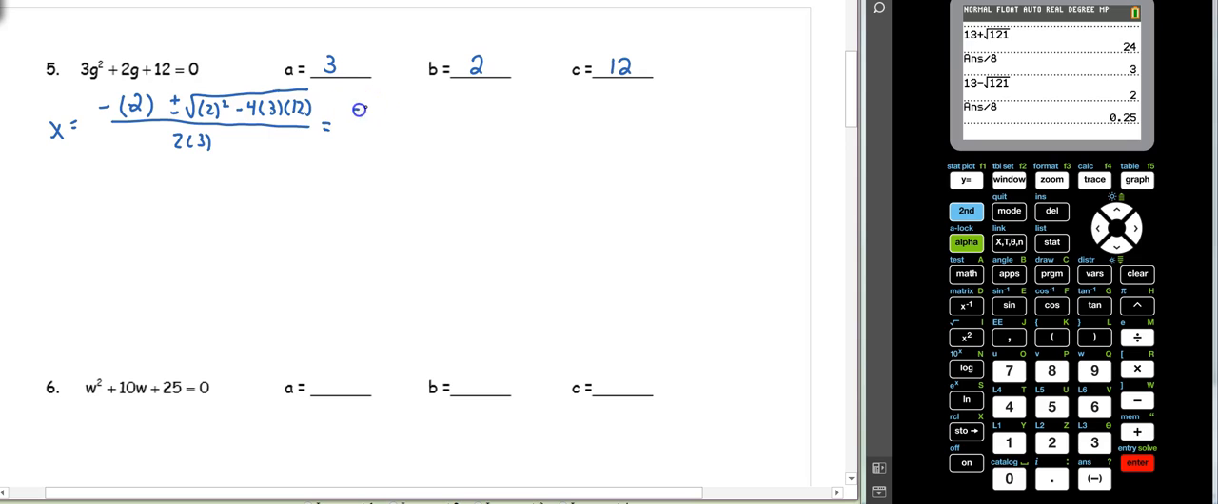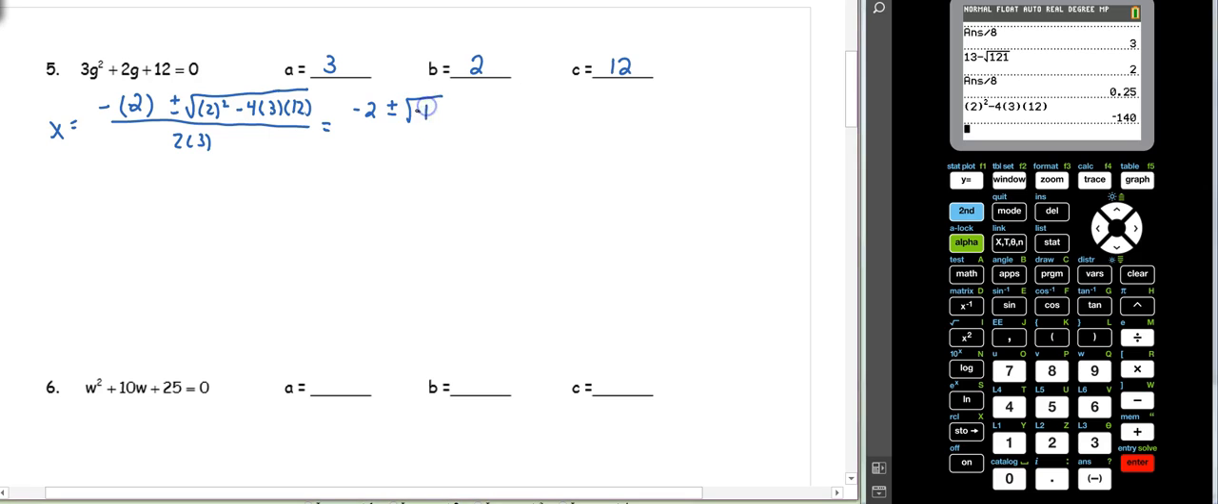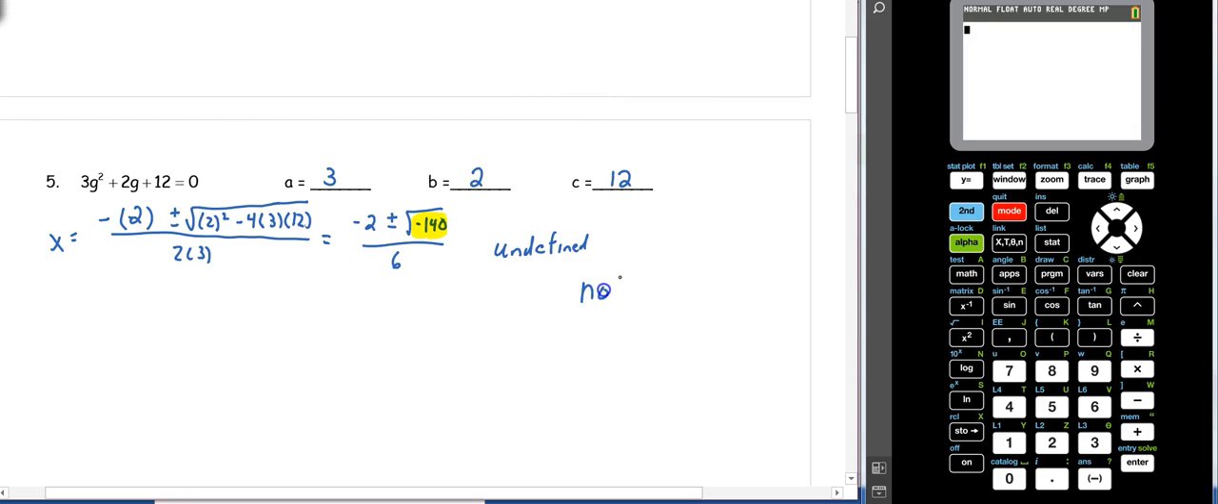So when I simplify this, I have -2 plus or minus. I'm going to simplify my square root. In the calculator, I'm going to do 2 squared minus 4 times 3 times 12, and I get -140 all over 6. Now, I should be able to stop here because I should notice that I have a negative underneath my square root, and we can't take the square root of a negative number. So we're just going to say that this is undefined. When it's undefined, remember that means that we have no real solution.